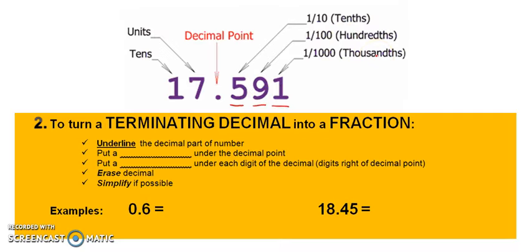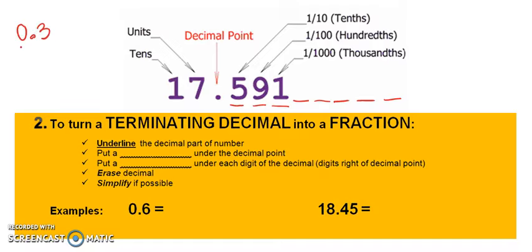So if we were to keep going, we would have tenths, hundredths, thousandths, 10,000ths, 100,000ths, millionth, 10 millionth, 100 millionth, and so on. Now, we're not going to need all of these place values for 7th grade, but it is helpful to know them. Now, let's start with a simpler number, 0.3.